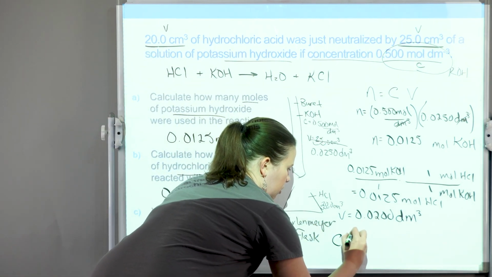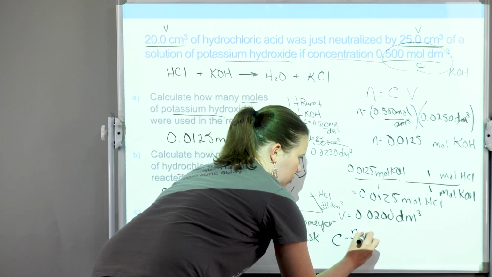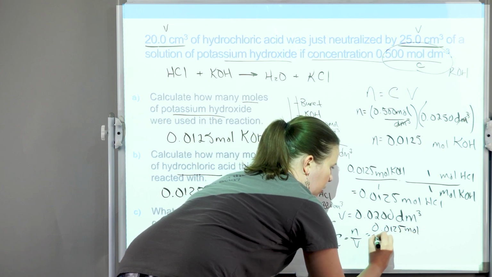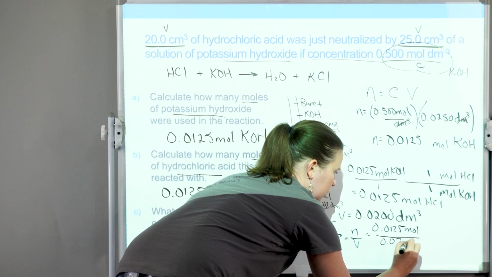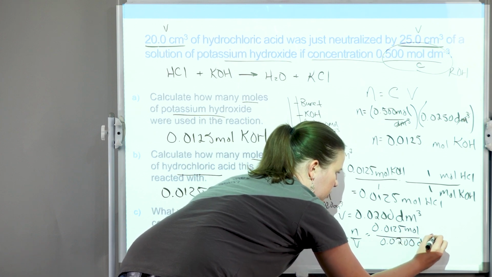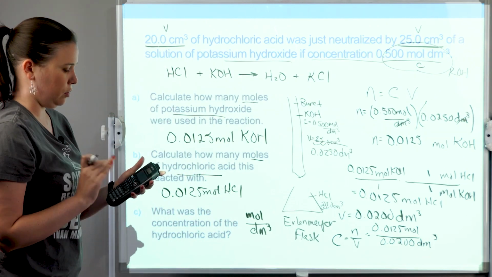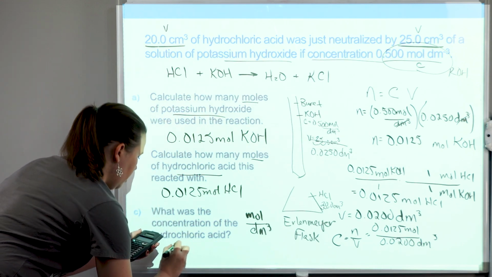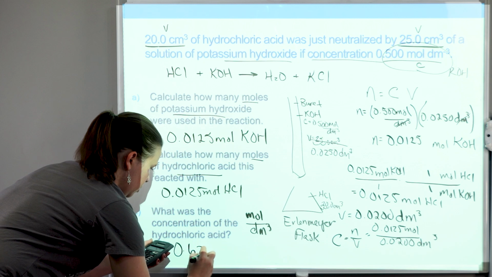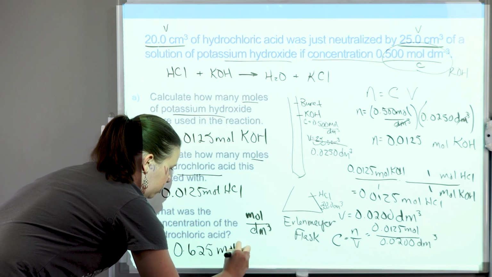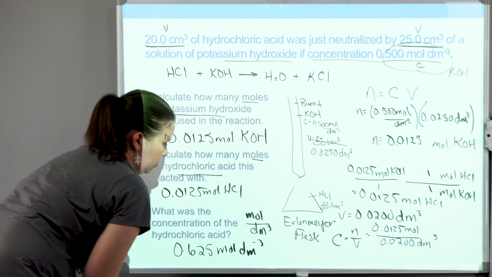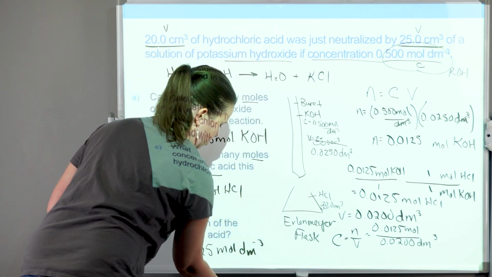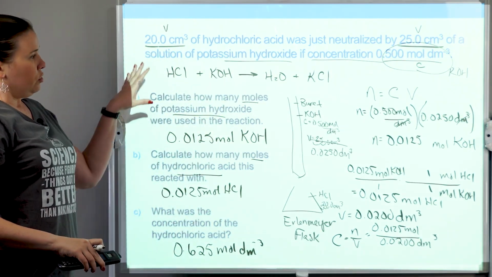So the concentration is moles divided by volume with the right units, right? So on top I've got the 0.0125 moles, and on bottom the 0.0200 decimeters cubed. So I've got my 0.0125 in the calculator. Now I'm going to just divide by 0.02. And I get 0.625 mol dm^-3 would be the preferred way to show the moles per decimeter cubed as a final answer.